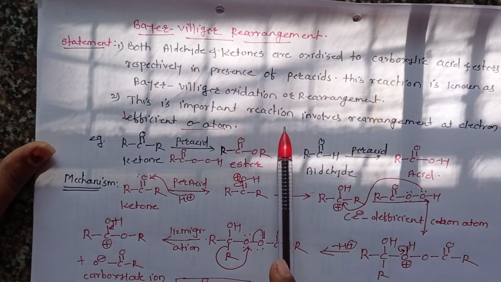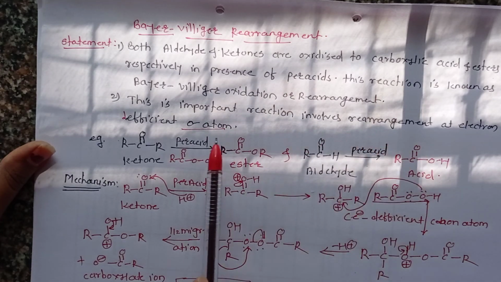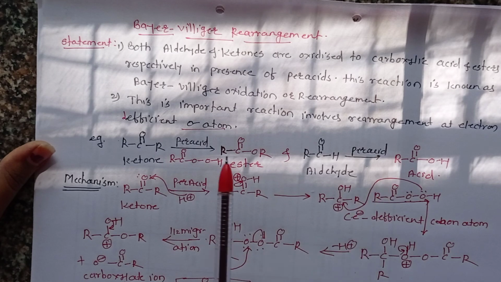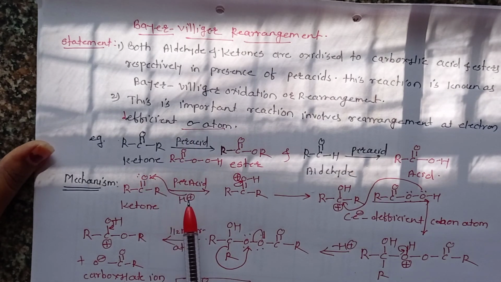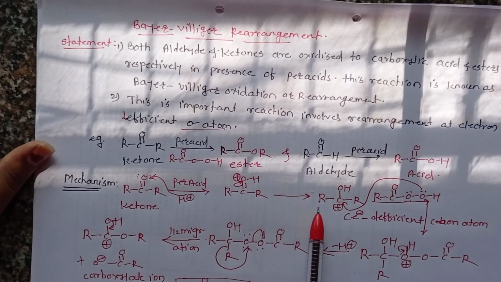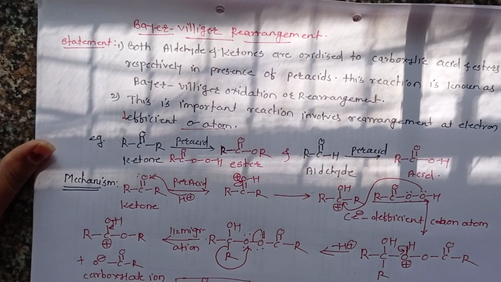So this is an important reaction involving the rearrangement to an electron-deficient oxygen atom. Simply, protonation takes place, then an electron-deficient carbon atom forms, and then addition of the peracid, and 1,2 migration takes place, formation of the carboxylate ion, and simply tautomerism takes place. We get the final product of the rearrangement, that is an ester.